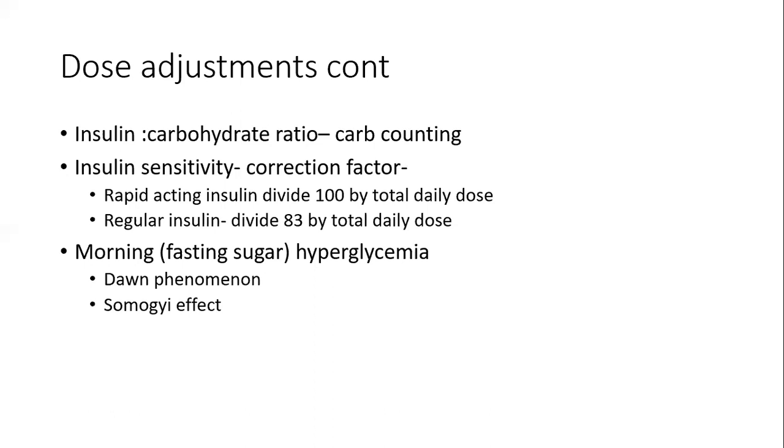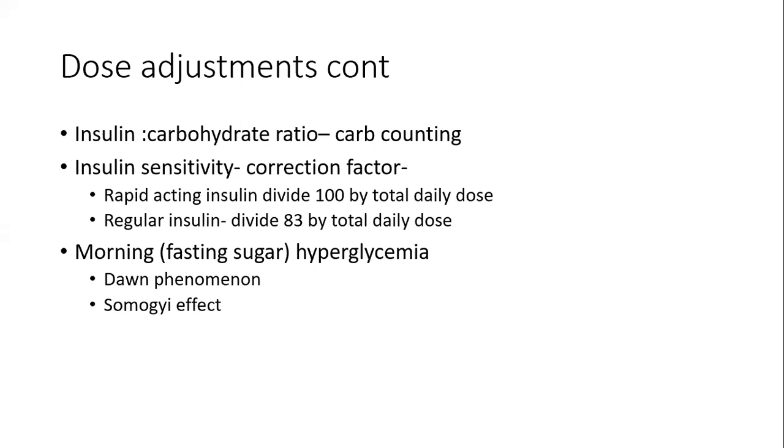Then there is a correction factor, or insulin sensitivity. Now, this one you calculate in this manner. If you're using a rapid-acting insulin, like lispro or aspart, then you divide 100 by the total daily dose. So if the patient is taking 10 units in the day of rapid-acting insulin, then the correction factor will be 100 divided by 10.